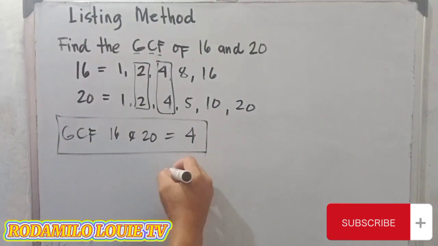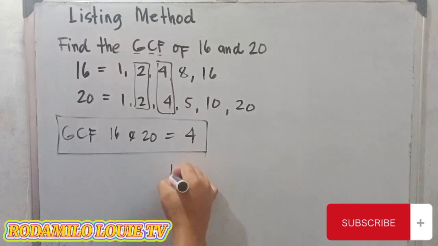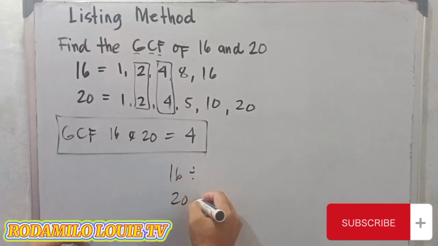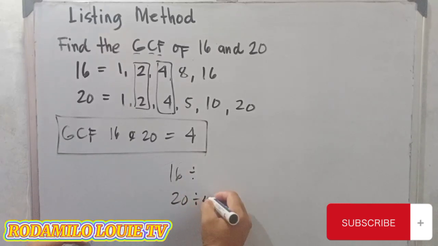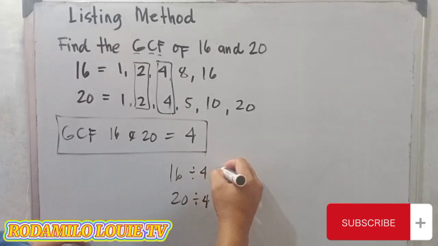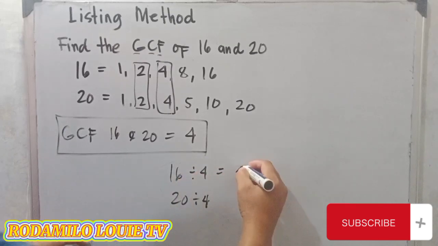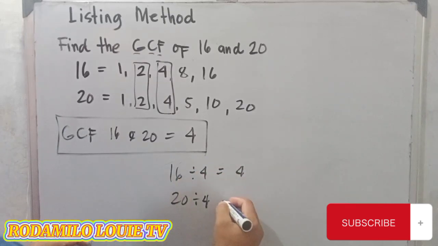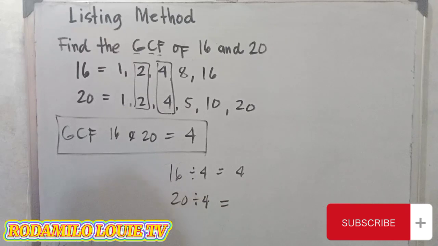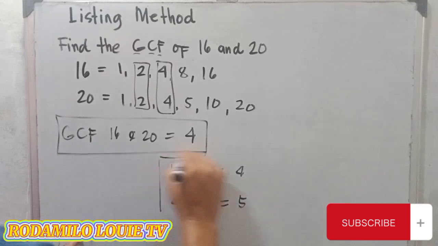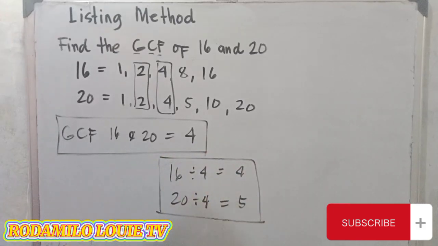Tungod kay kung imo nang i-divide ang 16 ug 20 sa 4, pwede siya, guys. So 16 divided by 4 is 4, 20 divide 4 is 5. So mao ang atong final answer.